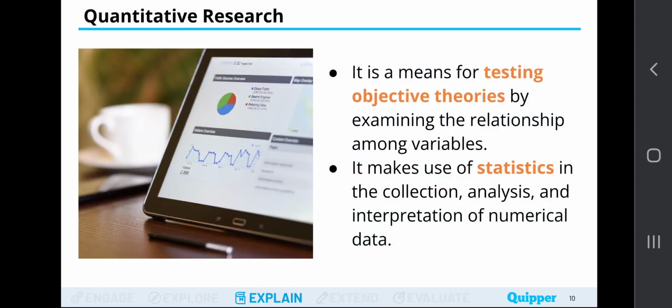Now let's talk about quantitative research. Quantitative research is a means for testing objective theories by examining the relationship among variables. It makes use of statistics in the collection, analysis, and interpretation of numerical data. Take note that the key concept here is testing objective theories through examining the relationship among different variables.